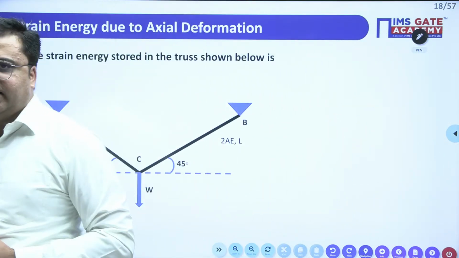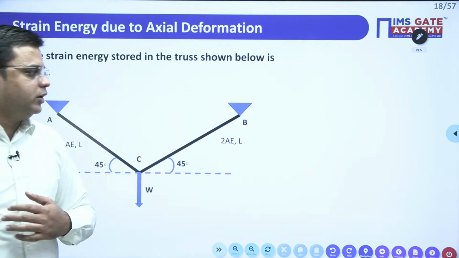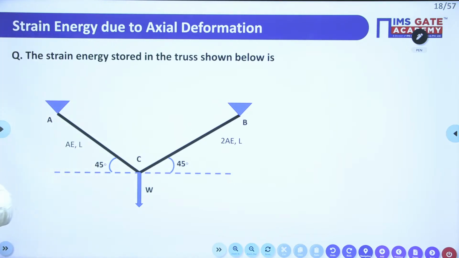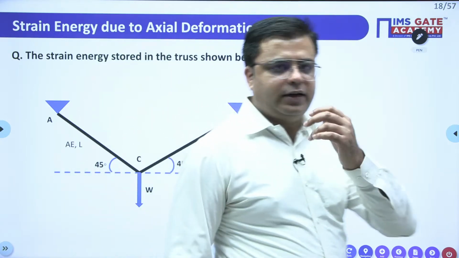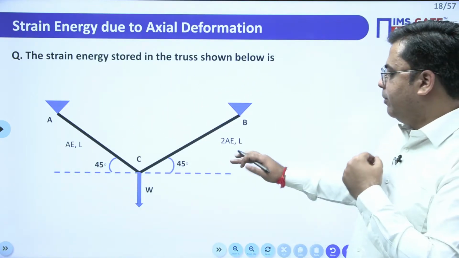Now, moving on, here we have a question which says that you need to calculate the strain energy for the system shown in the diagram. Just try and calculate the strain energy for this system. You need to calculate the member forces first, and then you need to calculate the strain energy, correct?